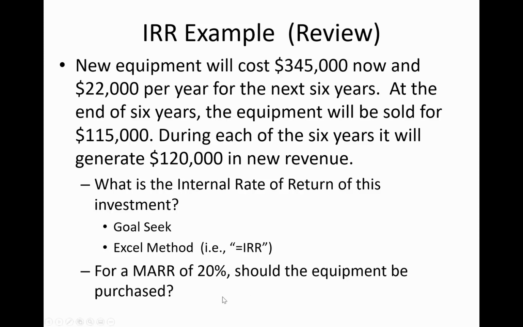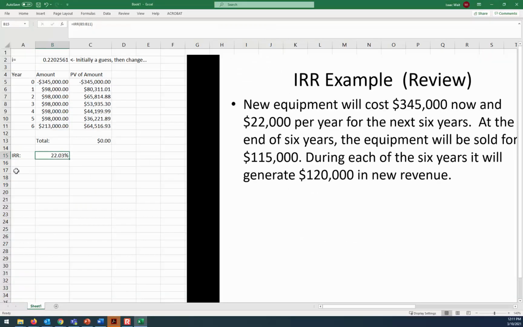And by the way, let's talk about decision criteria. If our MAR is 20%, should the equipment be purchased? So yes, it should, because your minimum is 20. This yields 22%, so we should do this project. This project would get a thumbs up on the initial screening.